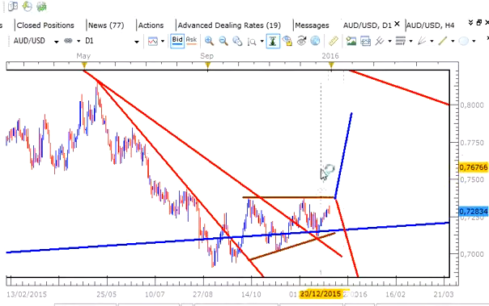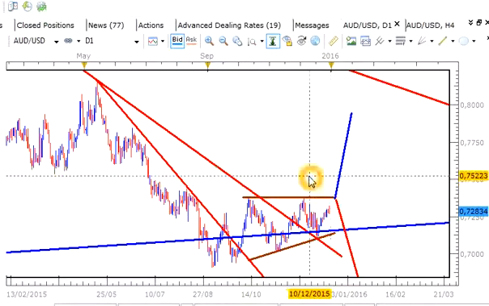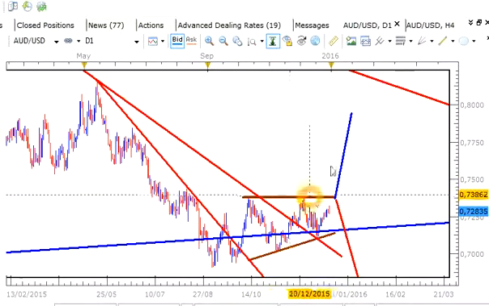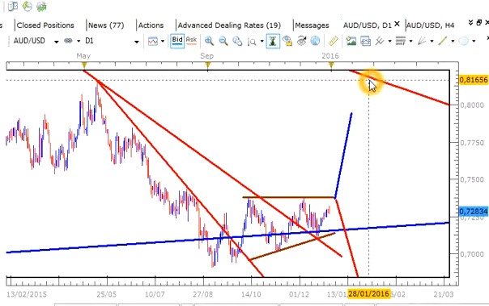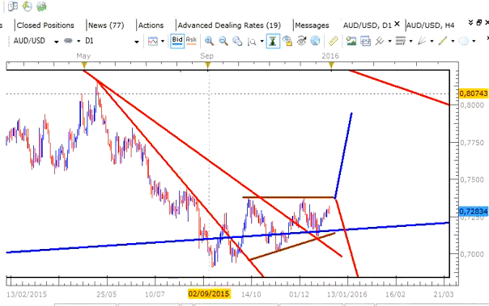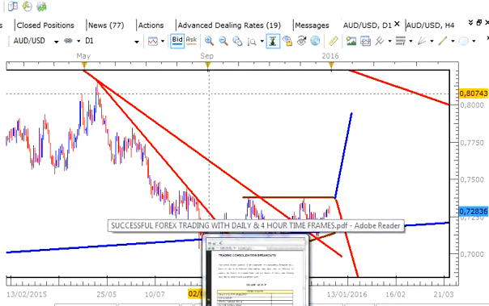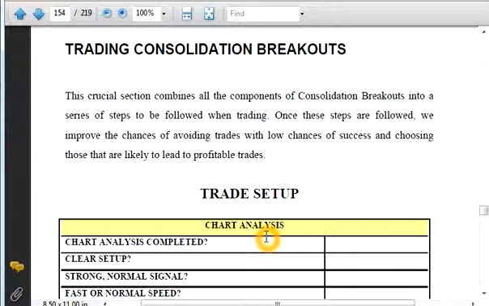Now, in terms of today, I'm going to look at the possibility of the breakout above the resistance that could take us towards this outer downtrend line. Now, in terms of our trade setup to take advantage of that movement, there are certain steps that we need to take when it comes to trading consolidation breakouts. We have to first analyze the chart to determine if the consolidation setup is strong enough and clear enough. Once that is done, then we can move on to the other elements of the analysis to determine if we can trade it and how to trade it.